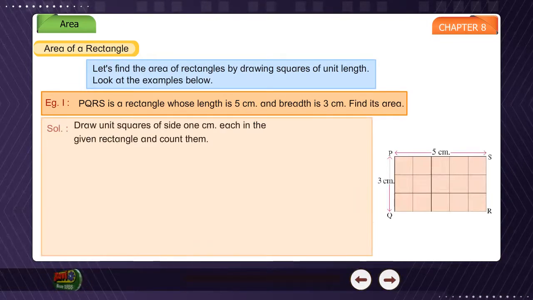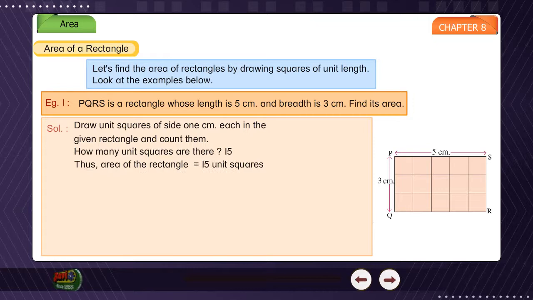Solution: draw unit squares of side 1 cm each in the given rectangle and count them. How many unit squares are there? 15. Thus, area of the rectangle is equal to 15 unit squares, which is equal to 15 square centimeters.